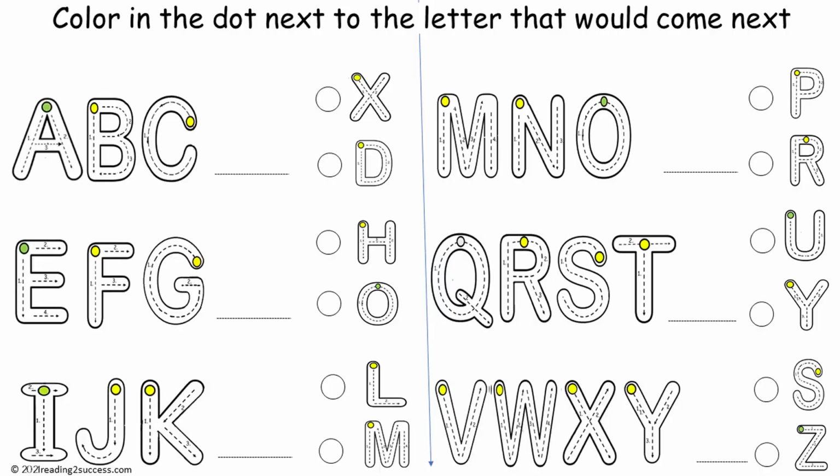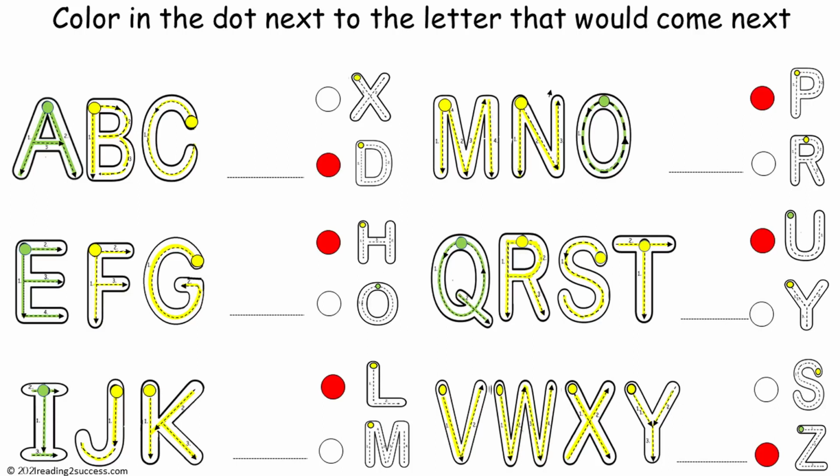Now have kids fill in the dot or the circle next to the letter that would come next. In our completed example, A, B, C, D would come next. Second, E, F, G, H would come next. Then our last one in this column, I, J, K, L would come next.